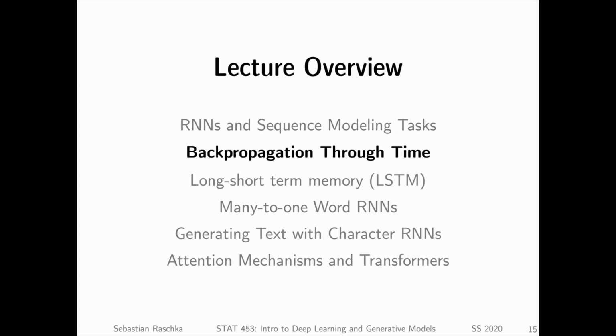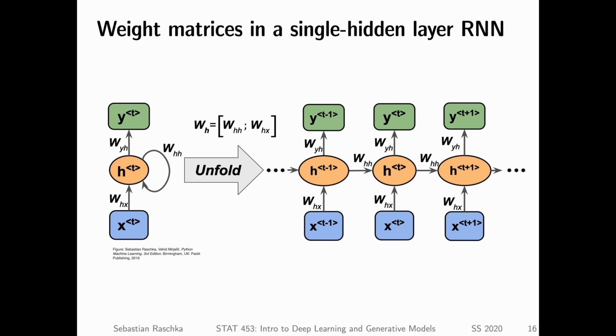So the time dependency in RNNs is modeled by a concept called backpropagation through time. And in the next couple of slides, we will look at how this backpropagation through time works with the many-to-many architecture. Just like in a multilayer perceptron, we have a forward and a backward pass. In the forward pass, we compute the predictions, the outputs, and then in the backward pass, we compute the loss and backpropagate the errors to update the weights. And here, in particular, we compute the gradients of the loss with respect to the weights, which we update.